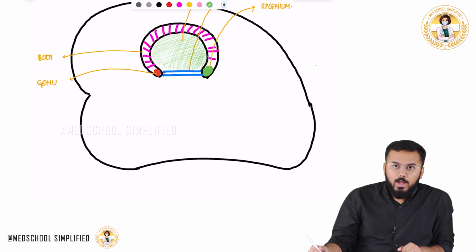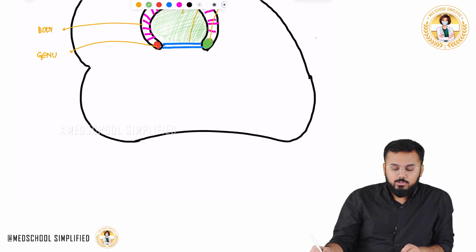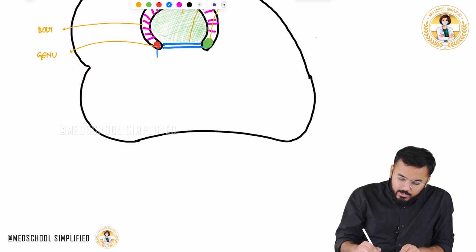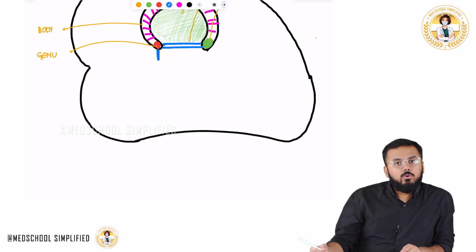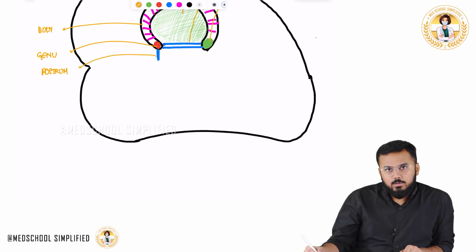Now after that, the red color thing which I have drawn is also called a genu. Just beneath that, we have got one more structure in this way. This structure which I have drawn in blue color is called the rostrum.